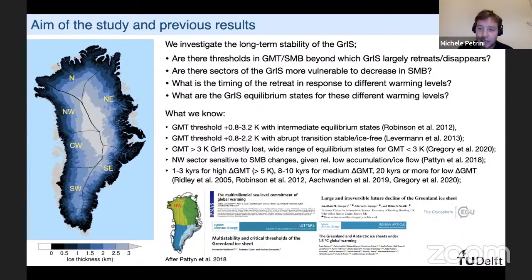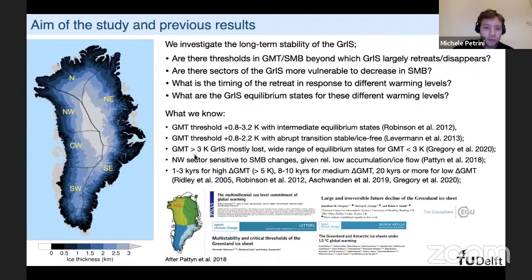And in the latest study by Gregory et al. 2020, for global mean temperature forcings larger than 3 Kelvin, the ice sheet is mostly lost. But again, there is a wide range of equilibrium states for lower forcing. There is a paper by Franco Pattyn et al. 2018 showing that the northwestern sector of the ice sheet is sensitive to SMB changes, where the northwestern is this sector here in green, which is a bit different from the basin that we know today.